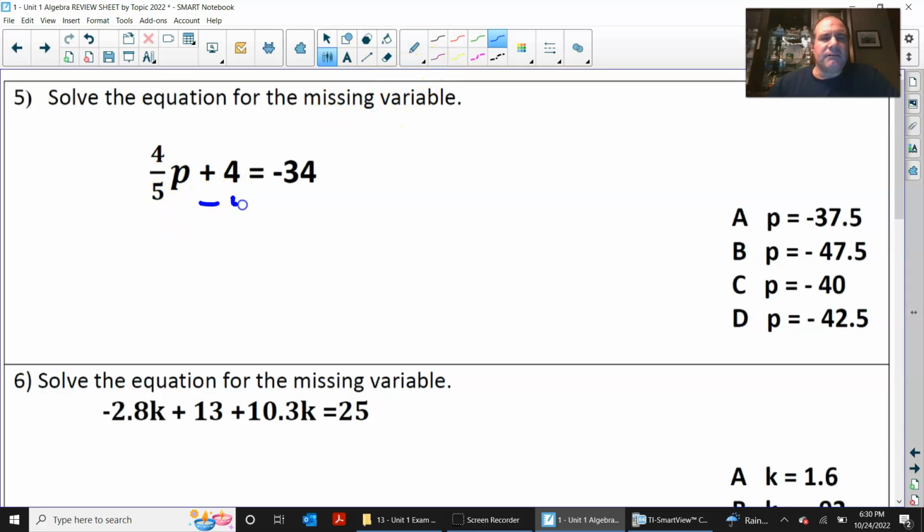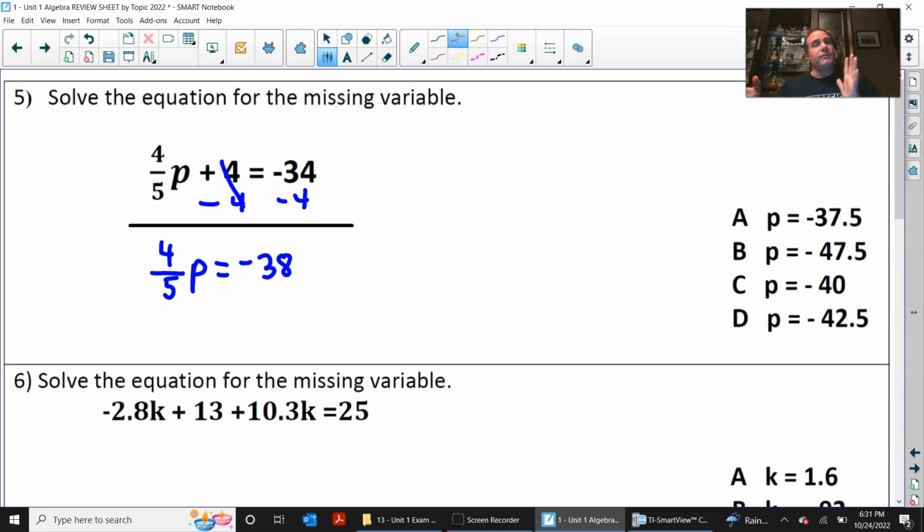Going on to number 5 in this topic, again, we have a fraction here, but we're just going to leave that there and subtract the 4 on both sides to start to isolate that variable. So we're going to have 4 over 5p equals negative 38. We've been saying all the time, every time you want to get rid of a fraction, multiply by its reciprocal.